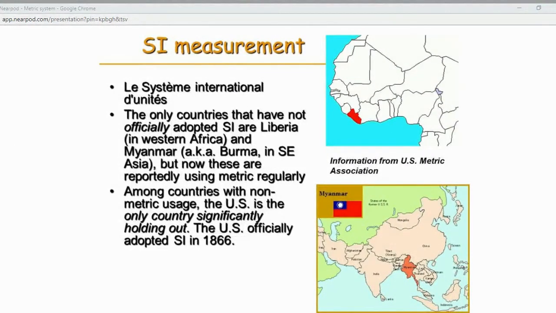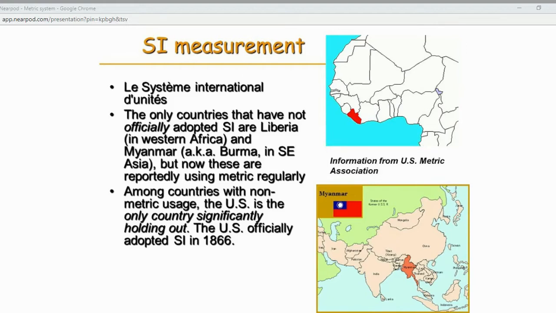Just to talk a little bit about this measuring system, we have the SI measurement system, which we talked about earlier. We talked about different units that you need to use when we're talking about SI units. But the metric system is within this SI measurement system. And there are only 3 countries that have not officially adopted the metric system. Those 3 countries are Liberia, which is in Western Africa, Myanmar, which used to be called Burma, in Southeast Asia, and the United States. Those are the only 3 countries in the world that do not use the metric system regularly.